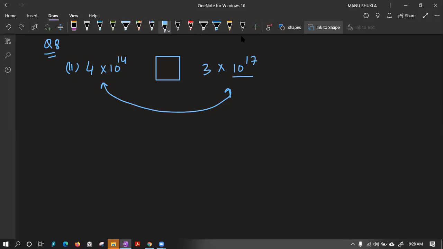Can we reduce this to 14? Please tell me. Class, can we reduce this to 10 power 14? Yes, I can reduce. How? Let me show you. I can write this as 3 into 1000 into 10 to the power 14. Tell me if I am wrong. Can I write like this? 10 power 17, can I write like this? Tell me. Okay.